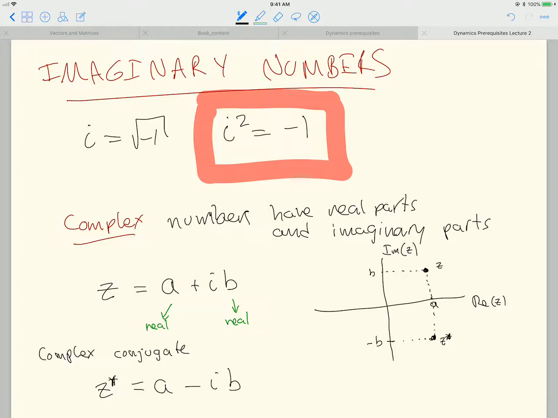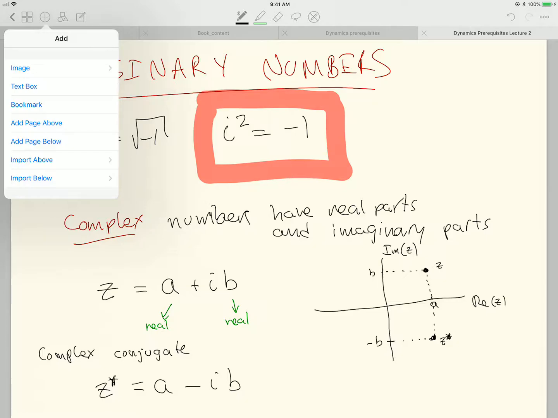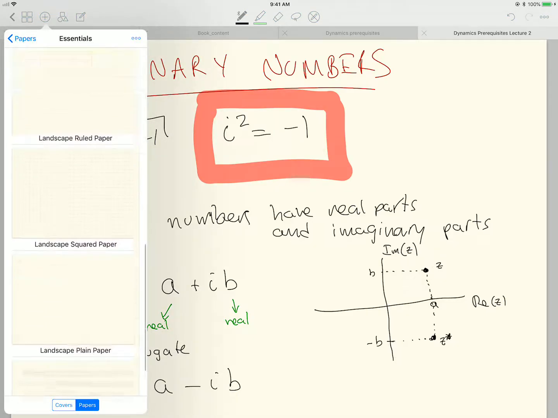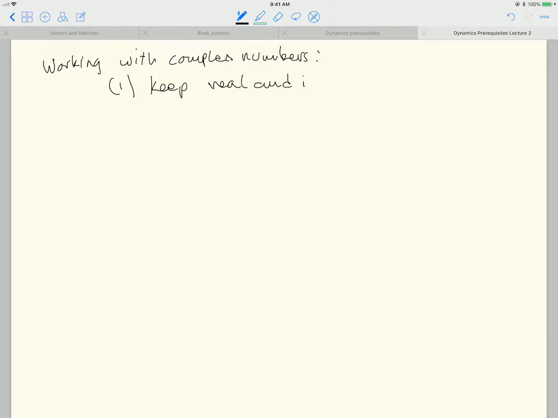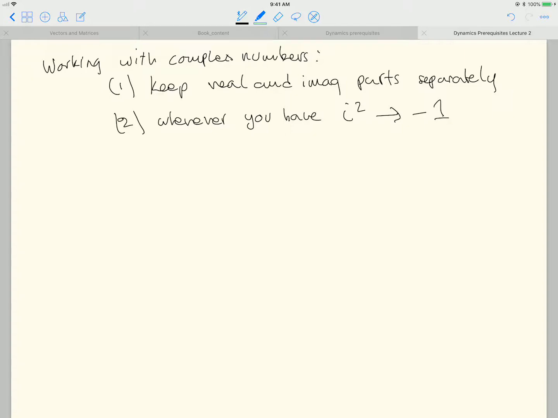So how do we work with these numbers? And what I said was that you follow two rules. The two rules are, first, that you keep the real parts and the imaginary parts separate. You keep track of them separately. And second, wherever you have I squared, that turns into minus 1. Let me highlight that. And with those two simple rules, you can just proceed with everything as normal.